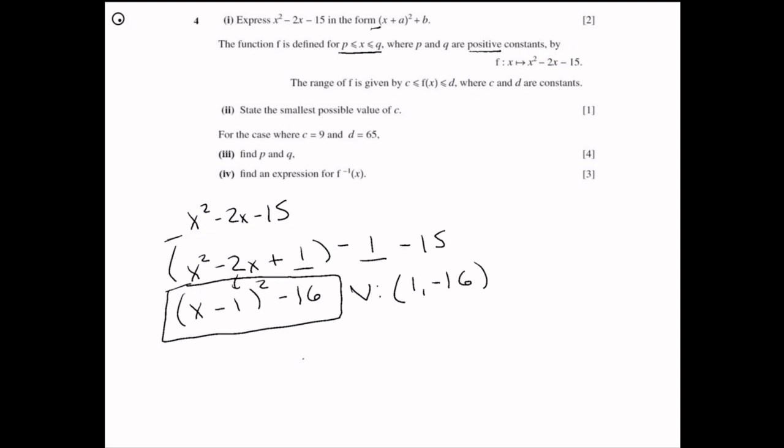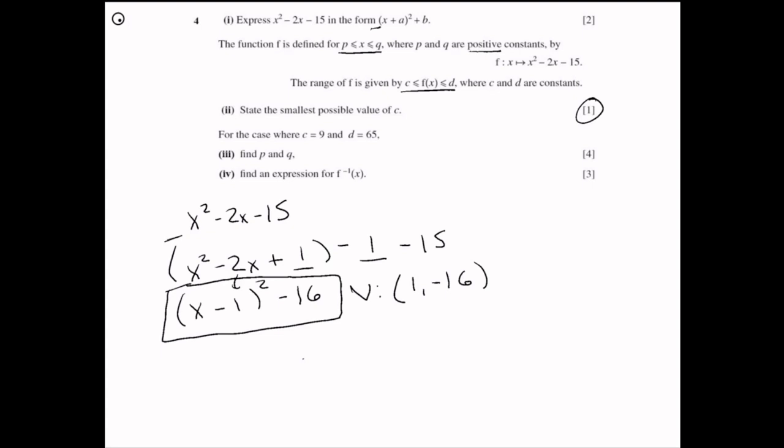And the range of f is given by c less than or equal to f of x less than or equal to d, where c and d are constants. See, that's how we know it's important. We don't have a positive word there, but I'm still going to underline that range. We need to find the smallest value of c. This is 1 mark, so it probably isn't going to take too much work.